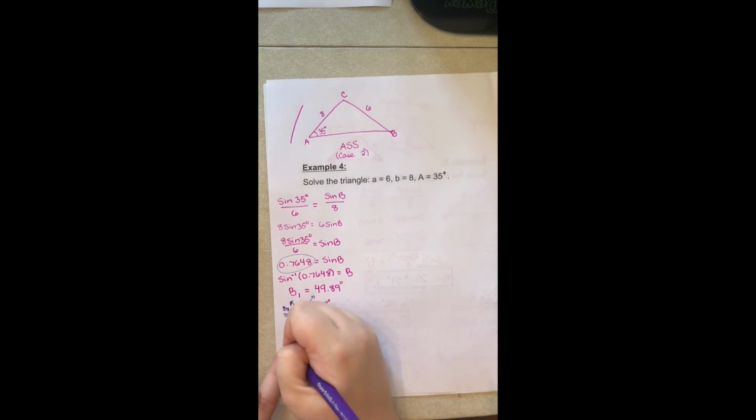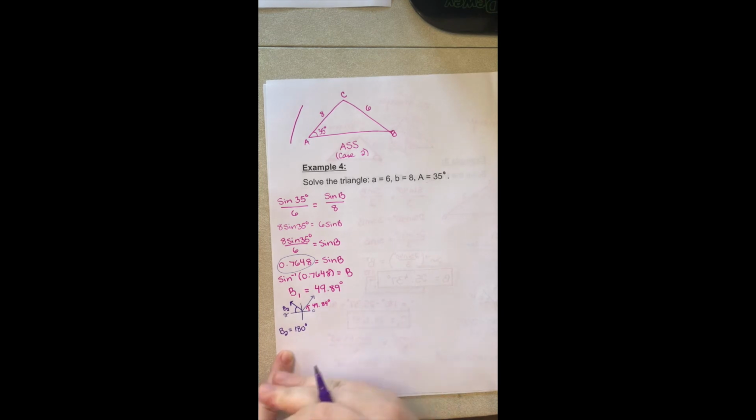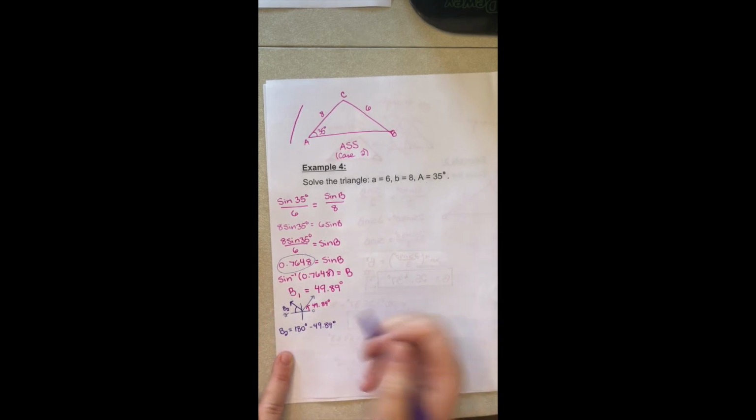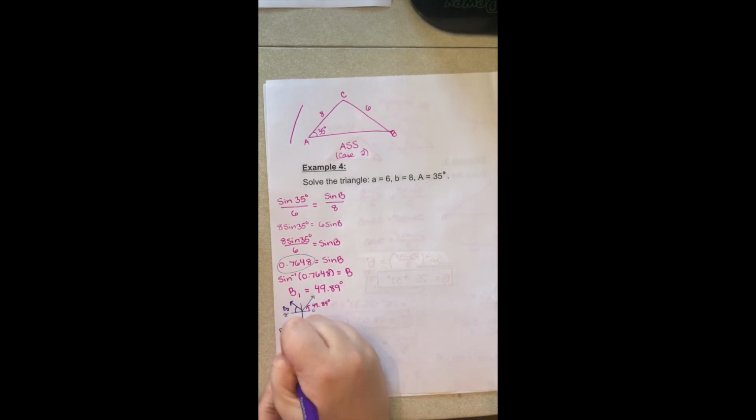Well, I know B2 is just going to be whatever 180 degrees, because we went all the way to pi, but we were short of it, minus 49.89 degrees is. That gives me a value. B2 is equivalent to 130.11 degrees.